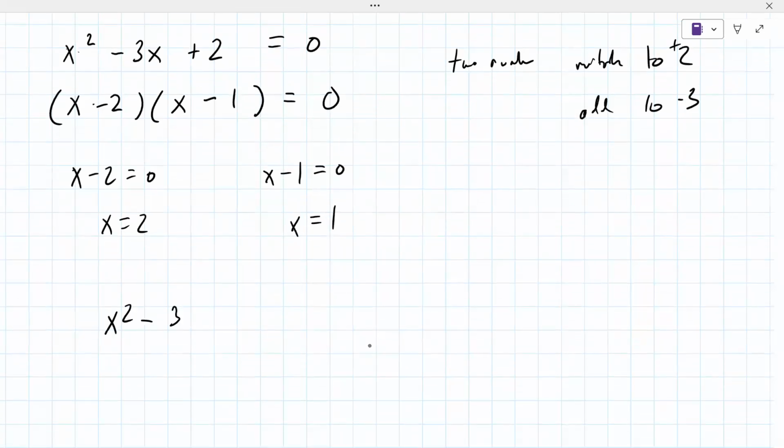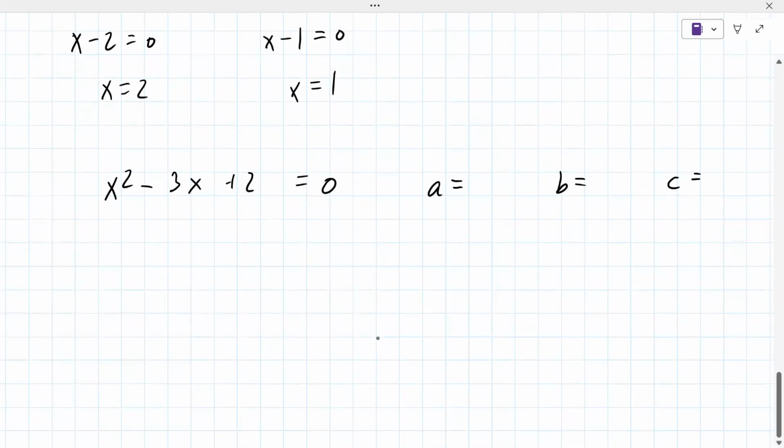x squared minus 3x plus 2. What's the value of a, b, and c? a is 1, b is -3, and c is +2. Good. Now we're going to do just the part under the root first: b squared minus 4ac.